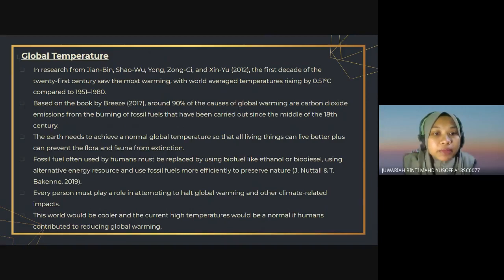Based on the book by Breeze 2017, around 90% of the causes of global warming are carbon dioxide emissions from the burning of fossil fuels that have been carried out since the middle of the 18th century. The Earth needs to achieve a normal global temperature so that all living things can live better. Fossil fuel often used by humans must be replaced by using biofuel like ethanol or biodiesel, using alternative energy resources and using fossil fuel more efficiently to preserve nature.